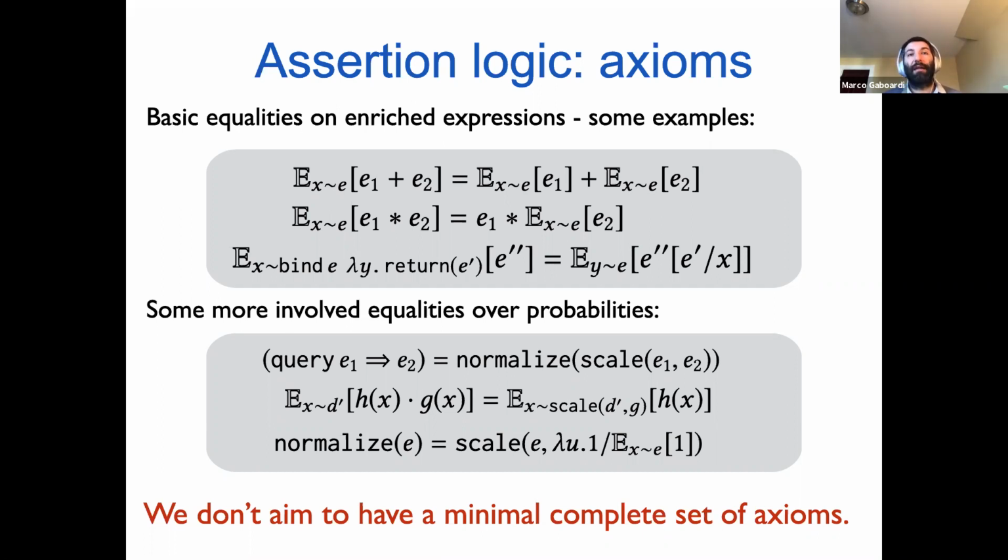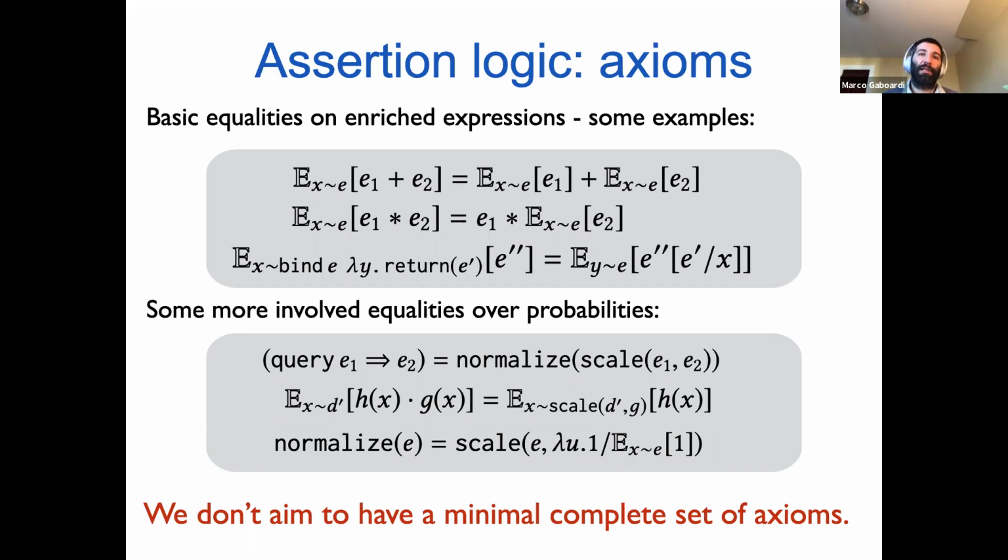And we have also some other equalities for probabilities. So for instance, we can define a query of an expression E1 in an expression E2 as a normalize of scale E1, E2. All these are validated actually in the quasi-Borel space semantics that I mentioned before, and we integrate them in our logic as axioms.